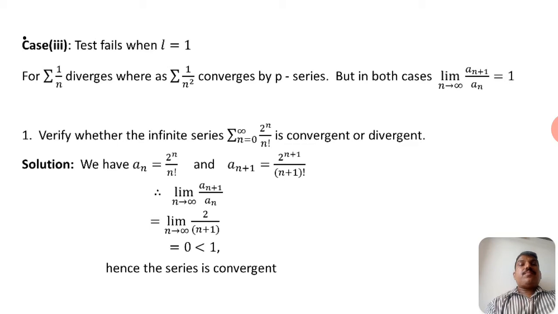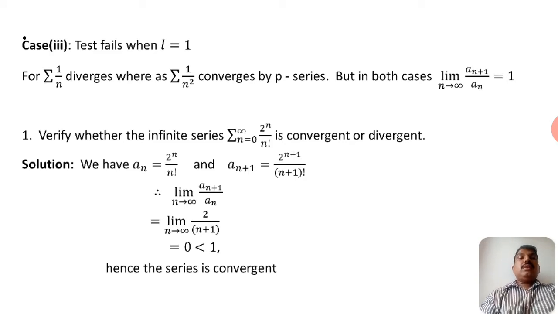Condition 3. Number 1, verify whether the infinite series sigma n equals 0 to infinity 2^n divided by n factorial is convergent or divergent. Solution: we have a_n equals 2 power n by n factorial and a_(n+1) equals 2 power n plus 1 divided by (n plus 1) factorial. Next term we are taking like that.